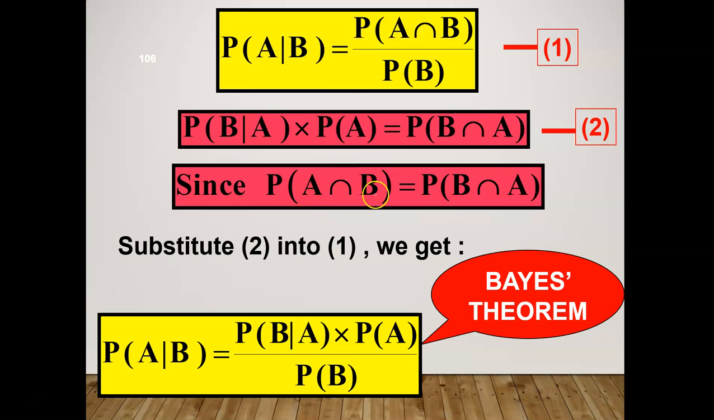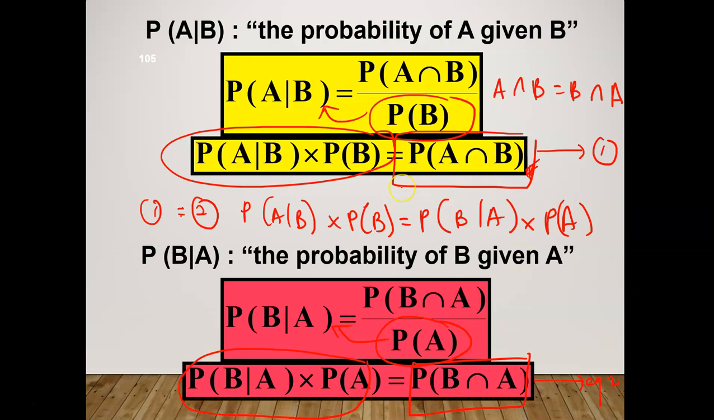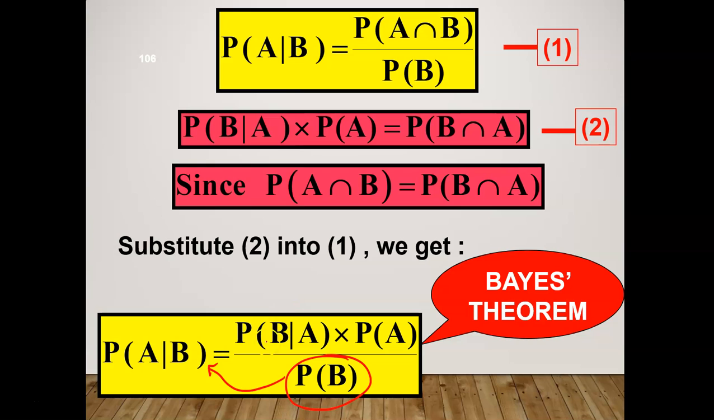Alright, since P(A intersect B) equals P(A intersect B), like the previous slide, P(B) stays here, but then we bring it down. So this is what we call Bayes' theorem. Like just now, P(A given B), after I equate the equation, then P(B) I bring to the other side. So P(B given A) multiplied by P(A) over P(B). This is the same formula, right?